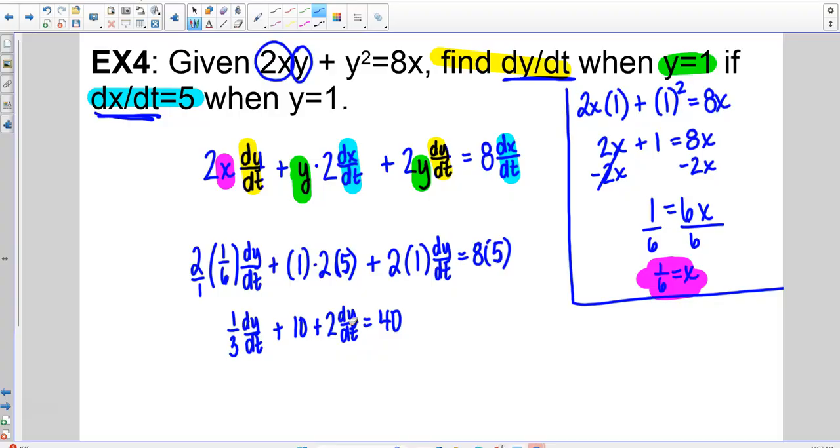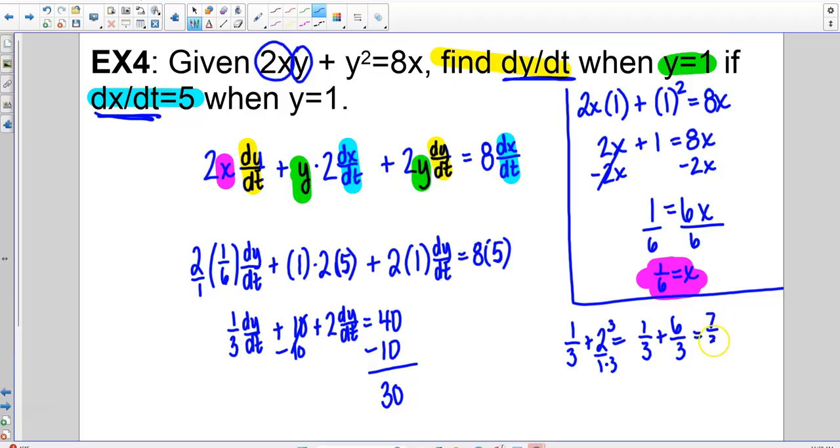Starting to get a little easier. You can definitely subtract that 10 to get 30 right here. And then that leaves you with 1/3 dy dt plus 2 dy dt. You can combine those. One of them is a fraction, but it's not that bad. So you're doing 1/3 plus 2. Got to have common denominators for that, so you'll multiply by 3 on top and bottom here. 1/3 plus 6/3 is going to give you 7/3.